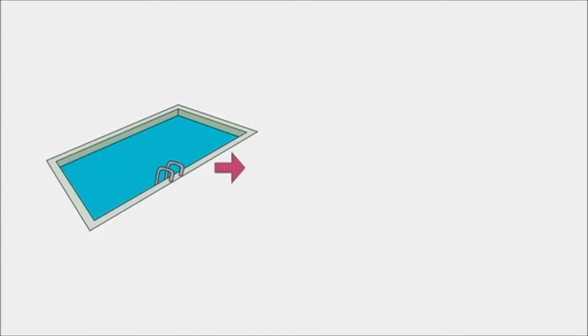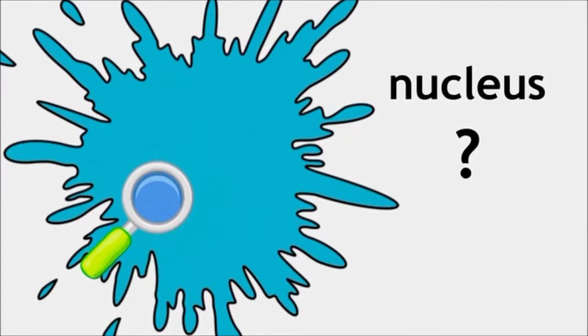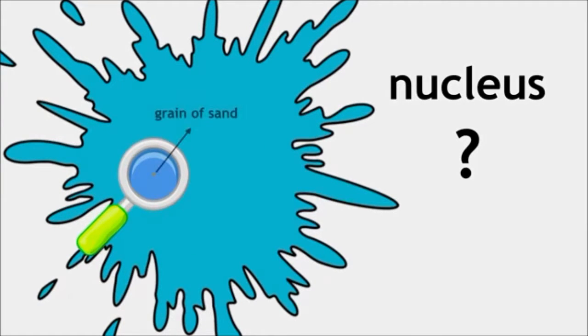Imagine an Olympic swimming pool, 50 meters wide. This is our atom. At the center of our atom is the nucleus. The nucleus is made up of protons and neutrons. But if we jumped into the pool to find the nucleus, it would be pretty much impossible, because it is the size of a grain of sand.